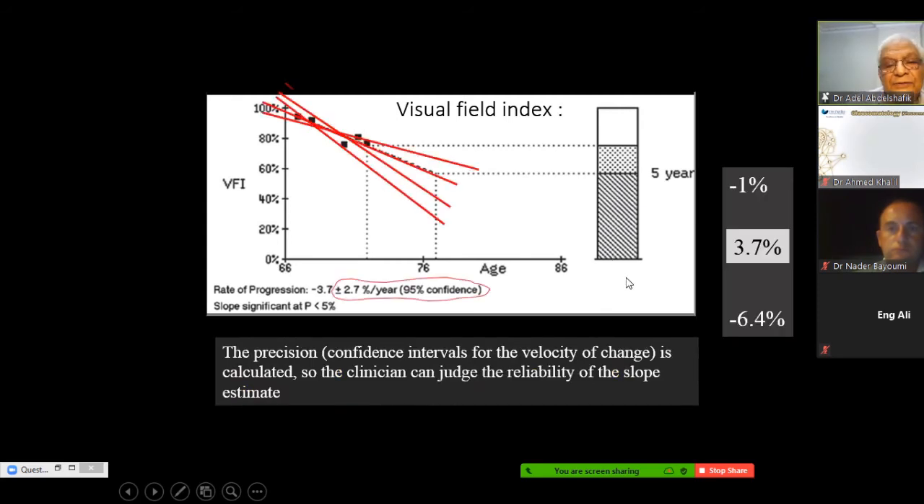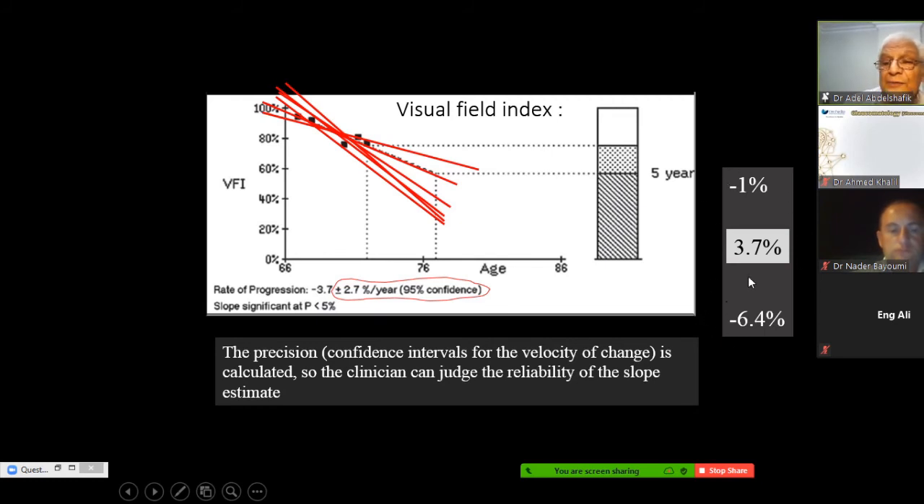The confidence interval means that if we repeat the same test several times, we may get a value, this minus 3.75 might be something between -1 and down to -6.4. If you add plus 2.75 to this number, you will reach -1. If you add minus 2.75, you will reach that. So we are not certain for sure that the real slope is minus 3.7%. It can be something in this range.